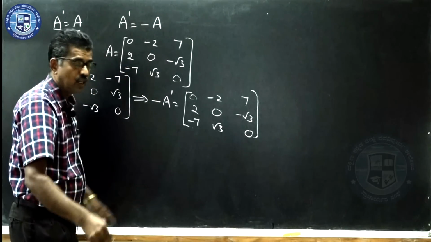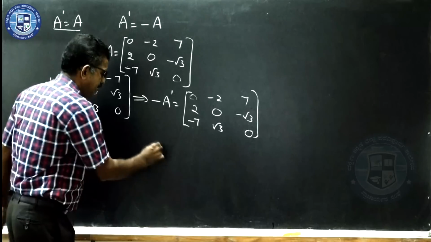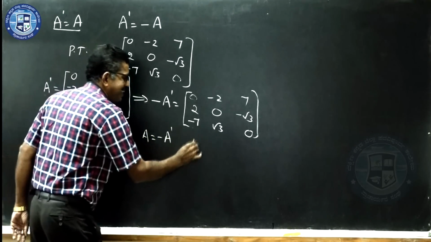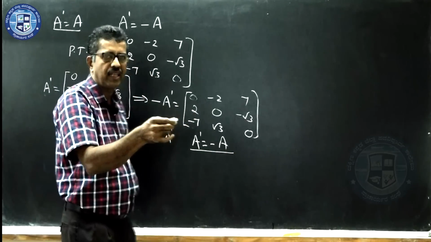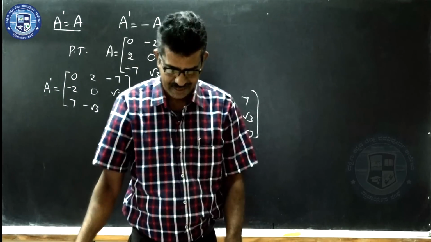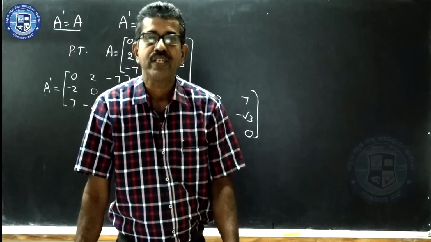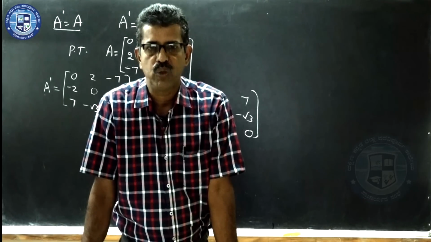So dear friends, you check whether this and this both are equal. This indicates that we have A same as minus A dash, or on the other hand A dash is equal to minus A. That is why the matrix is skew symmetric. I hope all of you understood it. It is very simple. Okay, we shall continue today with a beautiful theorem given in the NCERT book.